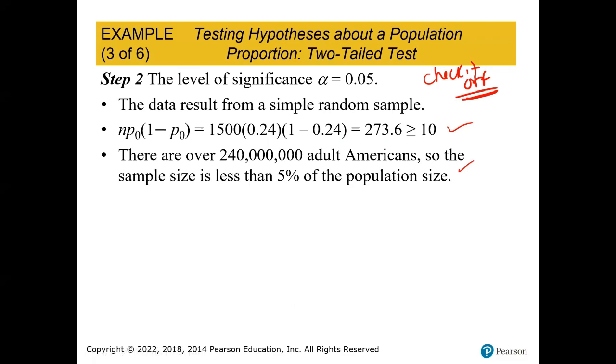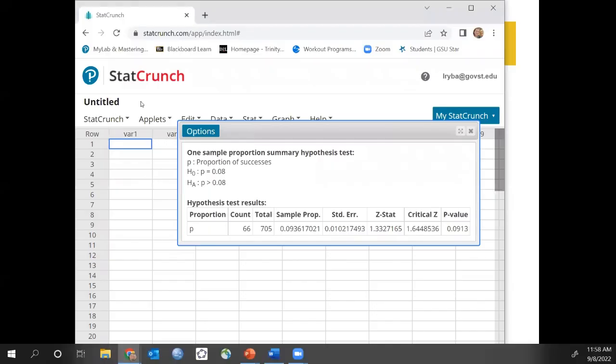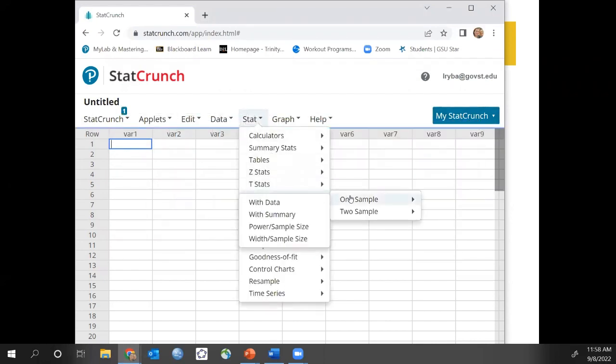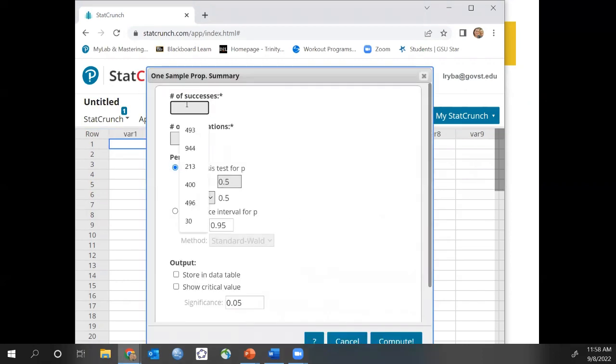Next question then is go to StatCrunch. So we are working with the proportion. I'm going to go to proportion stats. I have a sample and I have a summary. From my results here, we had 408 out of 1,500. I want to perform a hypothesis test against the value 0.24 and not equal to 0.24.